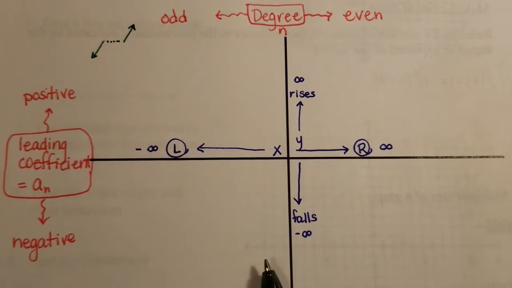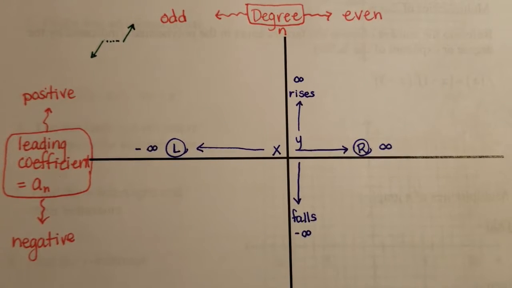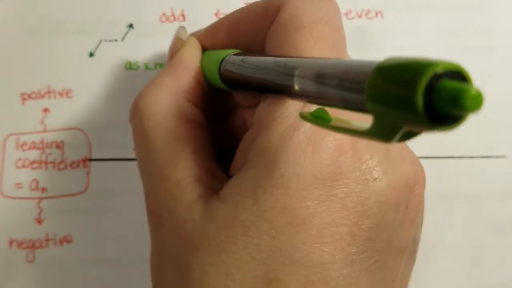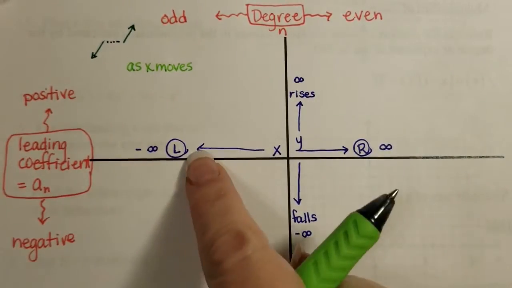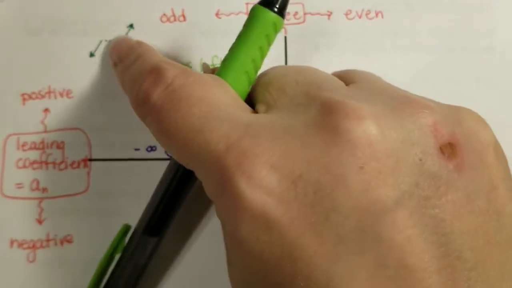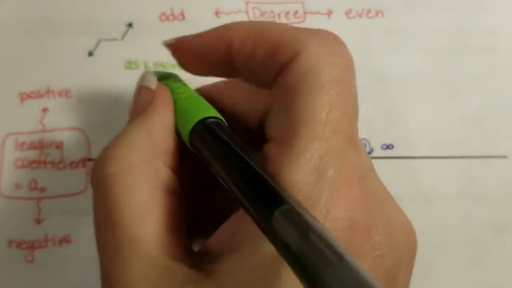Which we're going to say, oops, I'm sorry. Instead of saying down, up, which I think we used to say in Algebra 2, now we're going to say it as x moves. In this way, when the degree is odd and the leading coefficient positive, as x moves left, the y is falling.